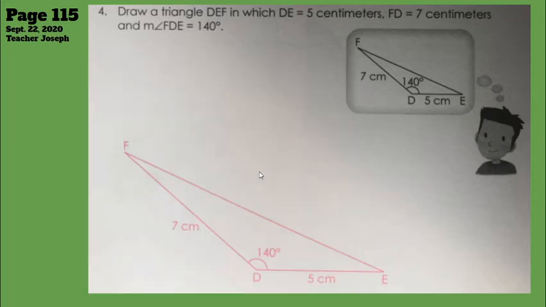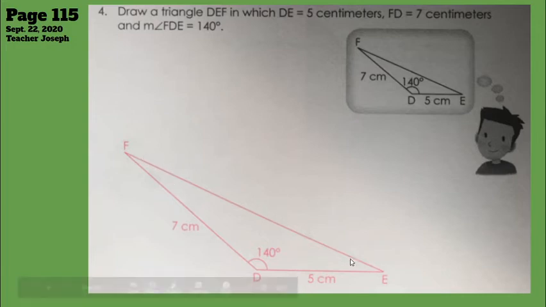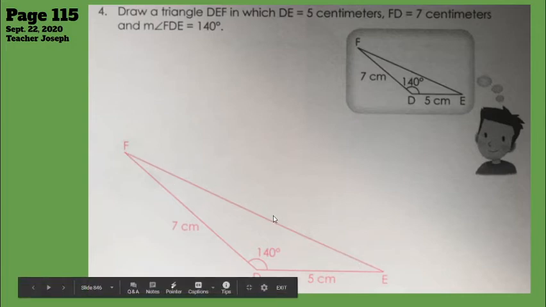Yours should look very similar to this one that's on the screen. Again, you'll notice that the length of the side on the left that connects F and D is much larger than the side that connects D and E. This one's 5 centimeters and this one's 7 centimeters. And this line right here that connects both of them is opposite of this very large obtuse angle of 140 degrees.